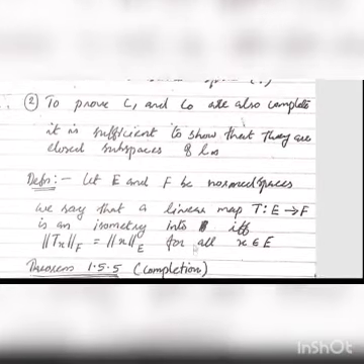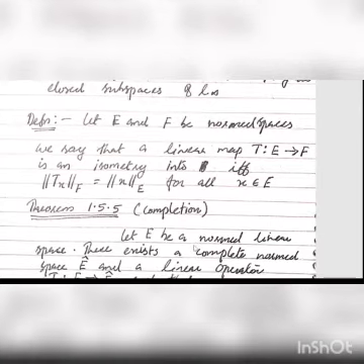Next definition. Let E and F be normed spaces. We say that a linear map T from E to F is an isometry into if and only if... See, up to now in some textbooks it is given only as isometry, but in your textbook it is given as isometry into. So it is said to be an isometry into if and only if the norm of Tx in F is equal to the norm of x in E for all x belonging to E.